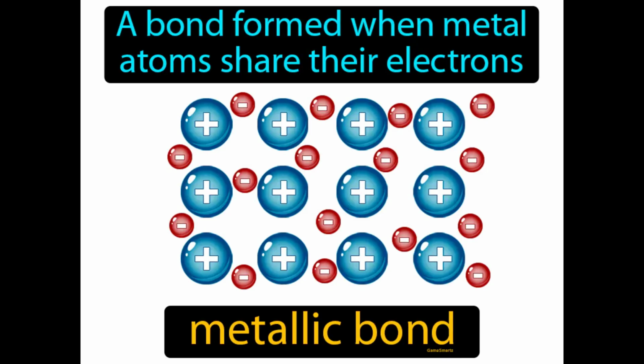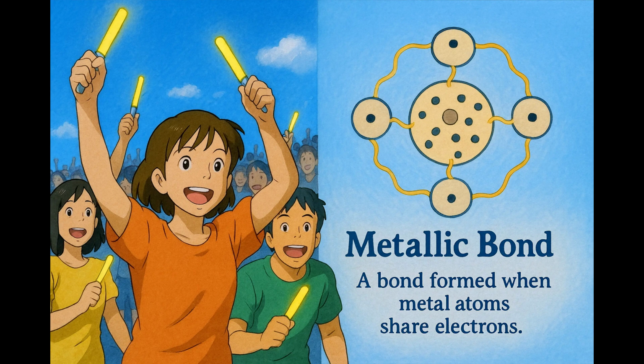A bond formed when metal atoms share electrons. Metallic bond. A metallic bond is when metal atoms pool their electrons, allowing them to move freely and create a strong, flexible connection. Imagine you're at a crowded concert where everyone is trying to pass around a limited number of glow sticks to keep the party going.